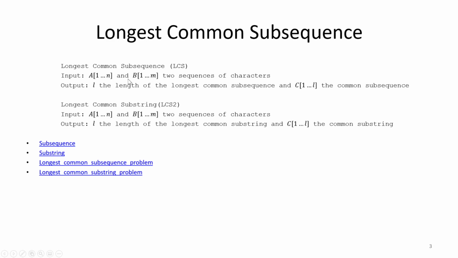Montana and Bandana were the same length, but they didn't have to be. And the output is just going to be the length of that longest common subsequence, and we actually want to know the sequence itself. And the only thing I've changed with substring is really this word, subsequence to substring, which means I'm swapping out one of those definitions from the earlier slide there for the other one.